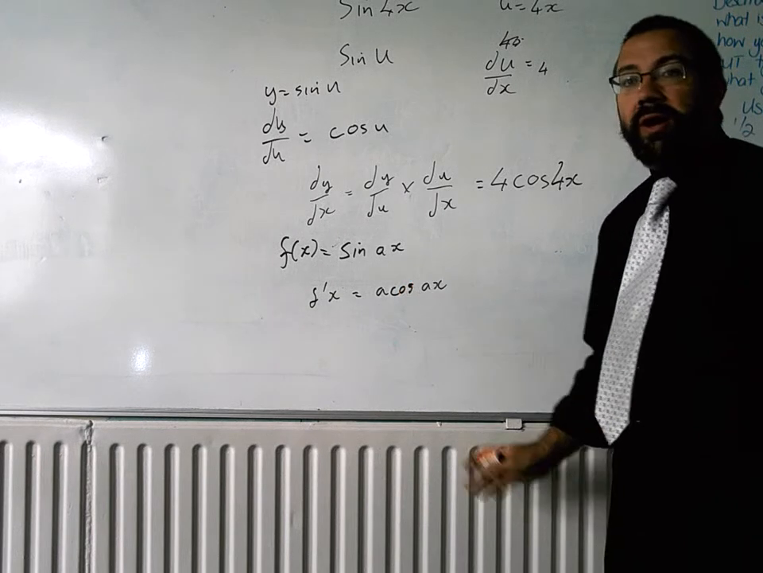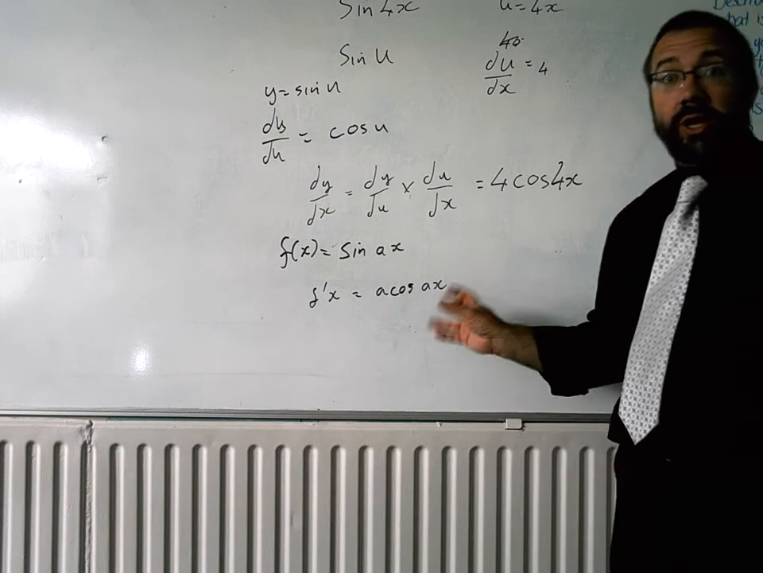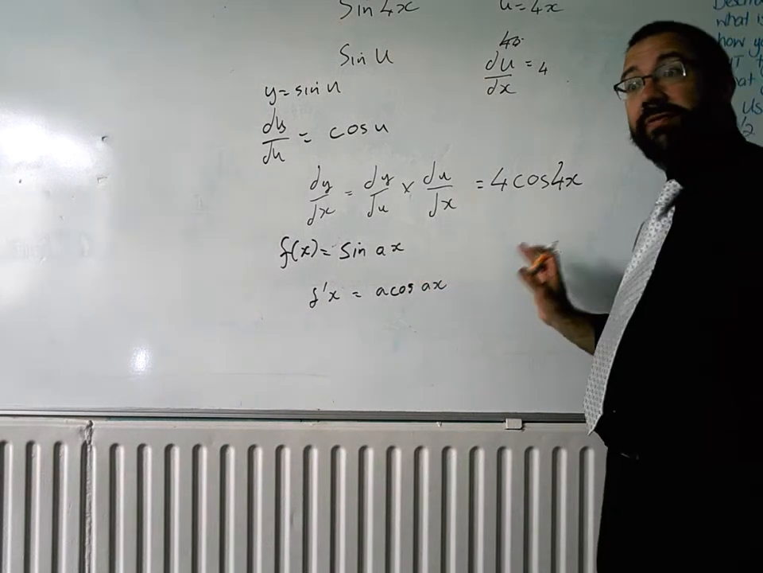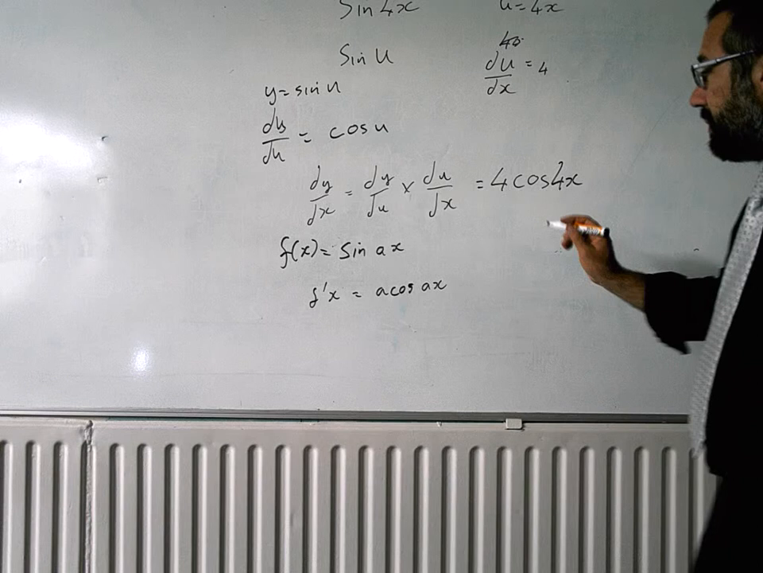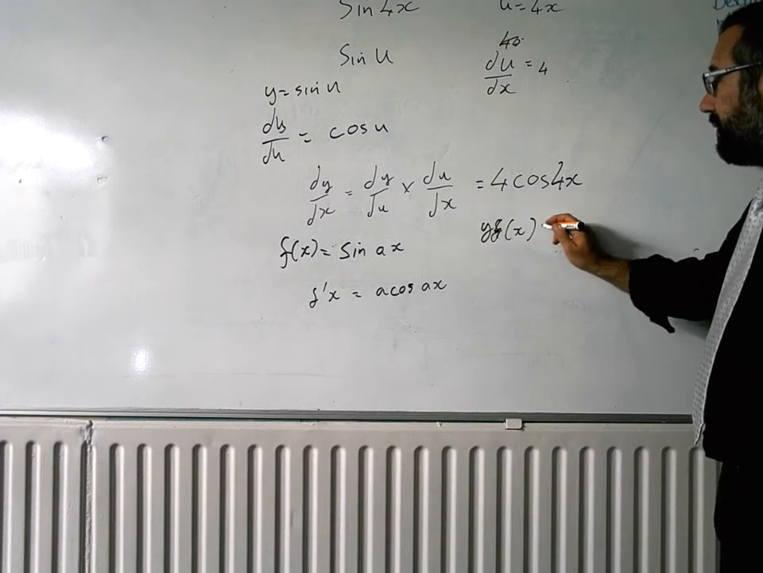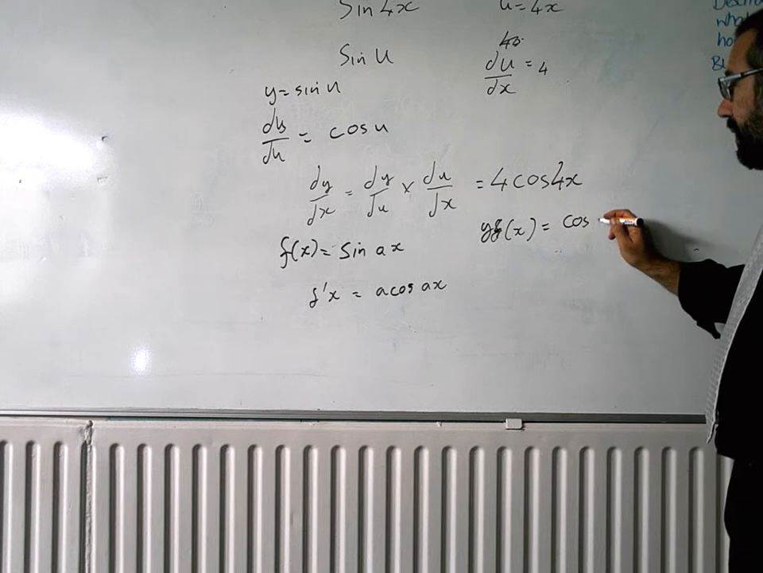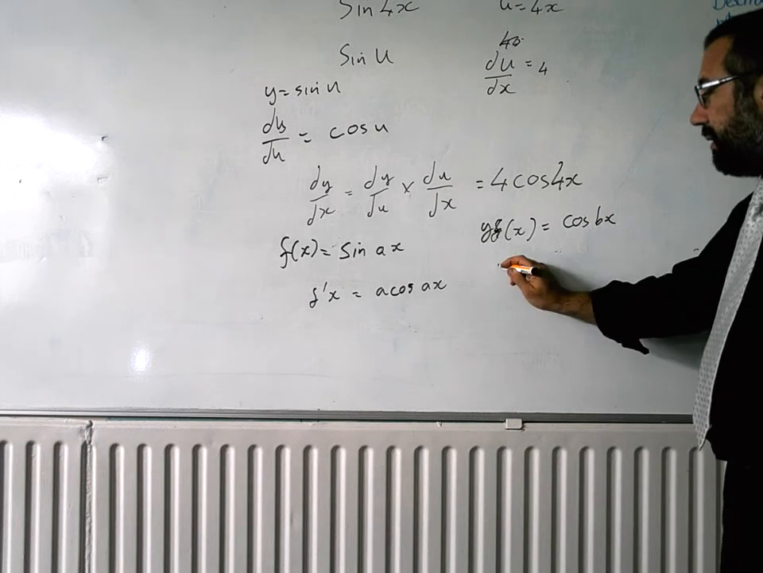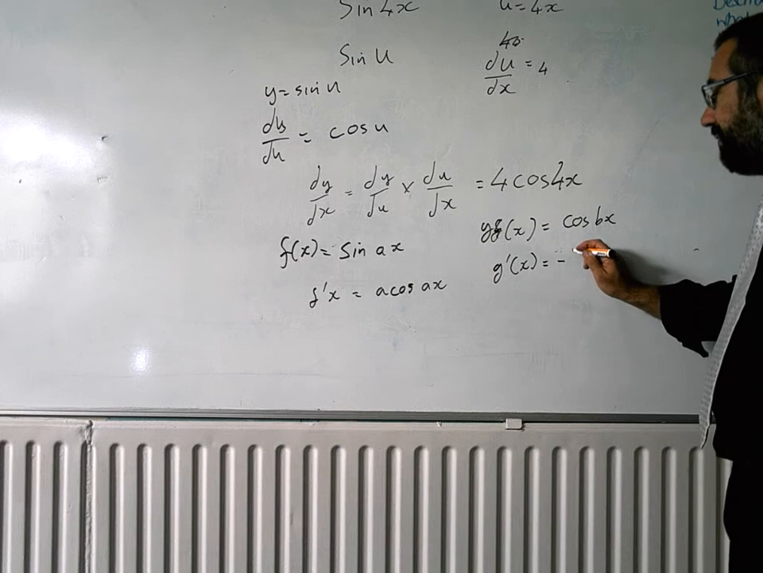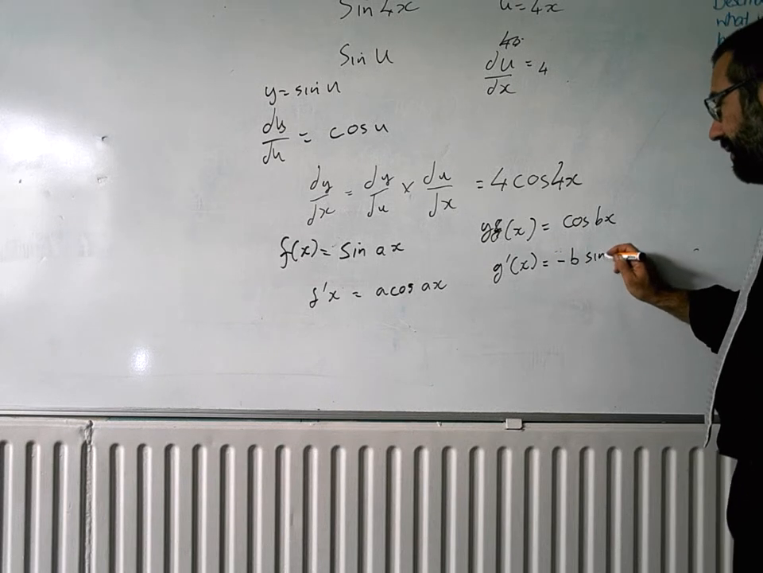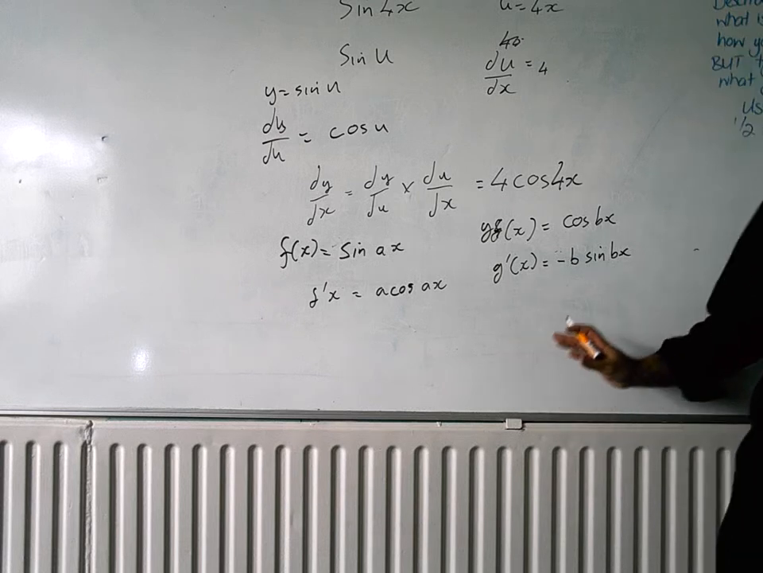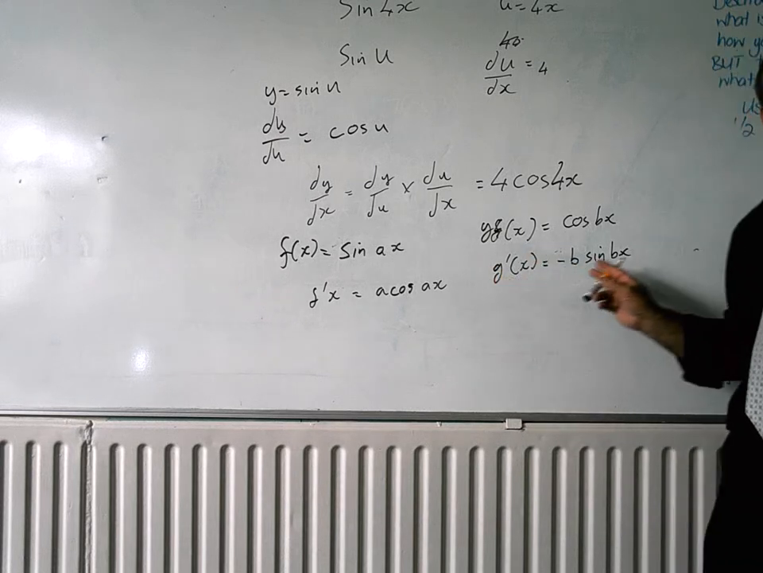Now, I really need you to concentrate on that particular result. And similarly, the cos one goes to the negative 4 sine, whatever. So similarly, if f of x, let's call it g of x so we don't get confused, g of x equals cos bx, then g dashed of x is going to be negative b sine bx. And when we come to do integration, remembering that will become vital.